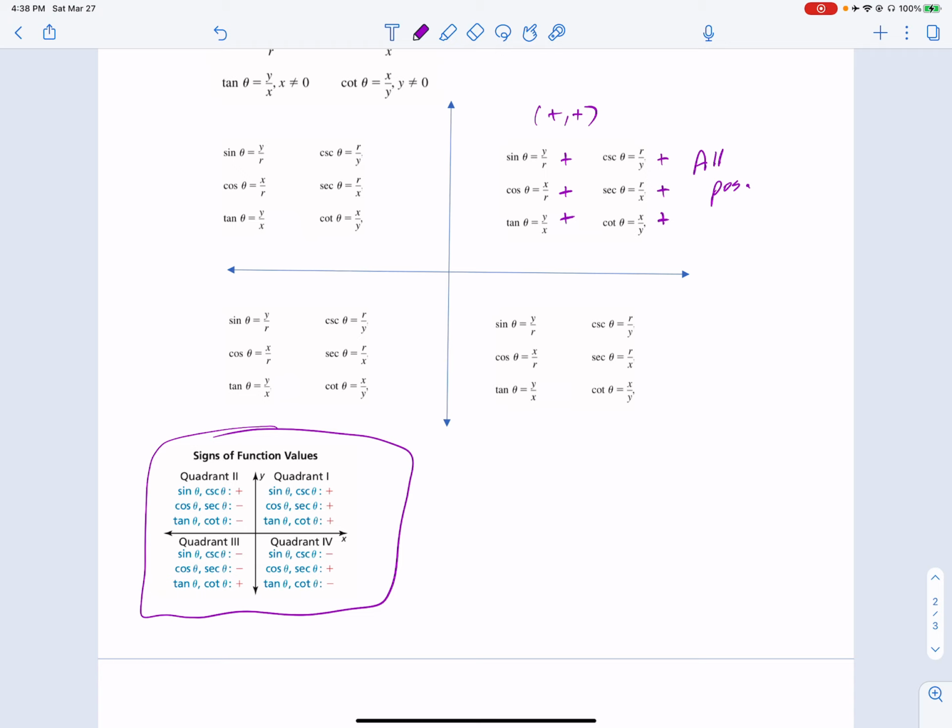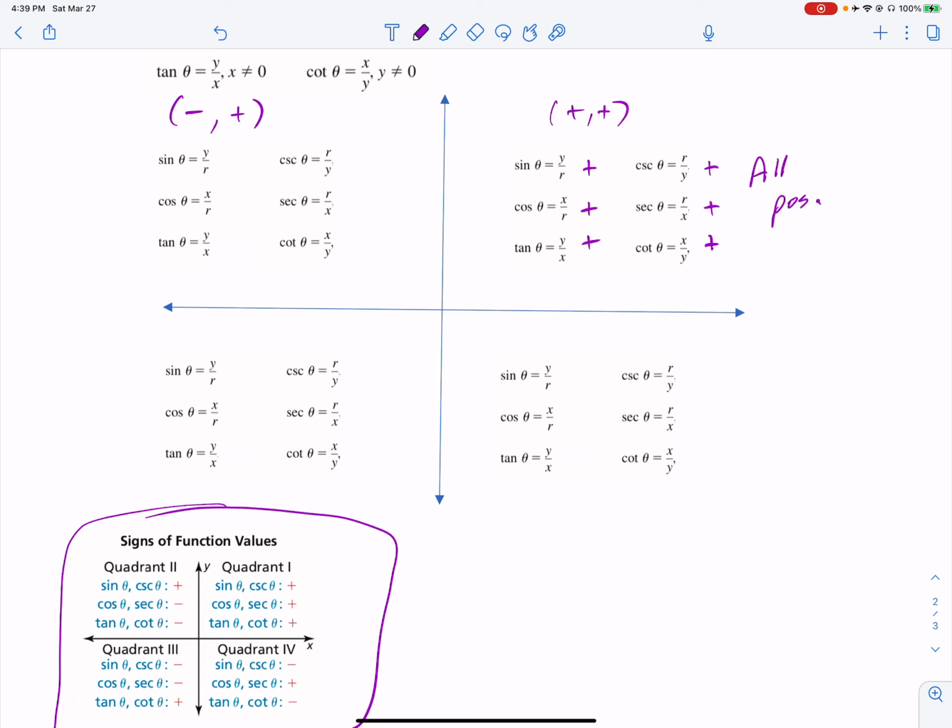When the terminal side ends up in quadrant 2, however, since x is negative, but yet y is positive, and of course the radius is always positive, I'm going to look at things that deal with x. And if there's an x in there, it's going to be negative. If it just has y and the radius, it's going to be positive. And so y is positive and the radius is positive, so sine's positive, and therefore cosecant is. Those are the only 2 that are positive in quadrant 2. The cosine, secant, tangent, cotangent all have an x in them and are used with another value that is positive, so they end up being negative.